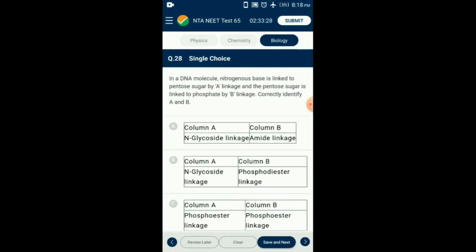Question number 28. In a DNA molecule, the nitrogenous base is linked to the pentose sugar by A linkage and the pentose sugar is linked to phosphate by B linkage. Correctly identify A and B. So the answer for this question is option B. N-glycosidic linkage and phosphodiester linkage. The two linkages are correctly given.